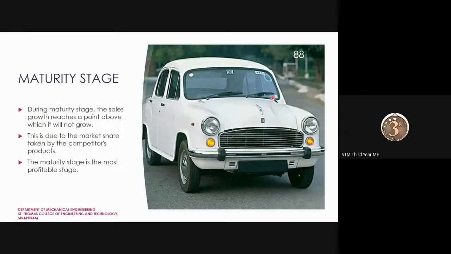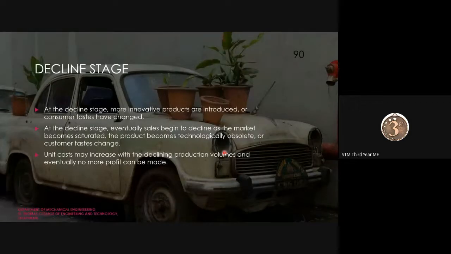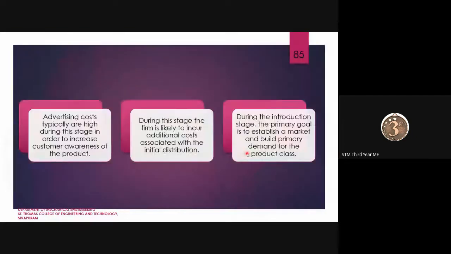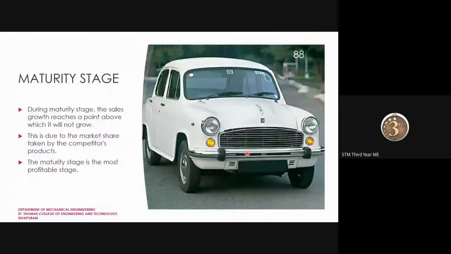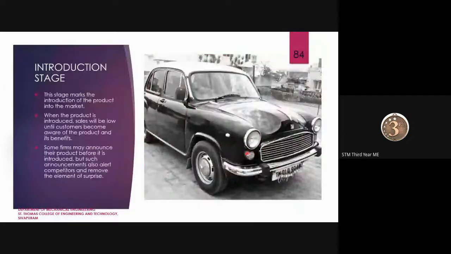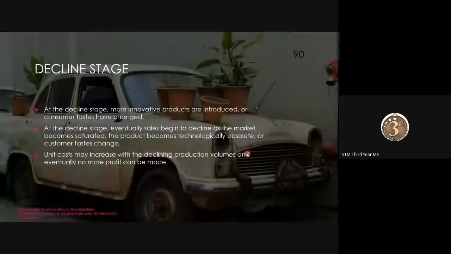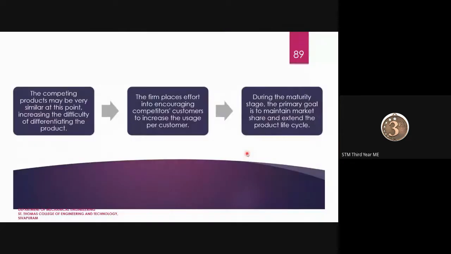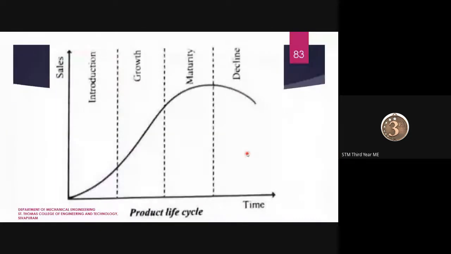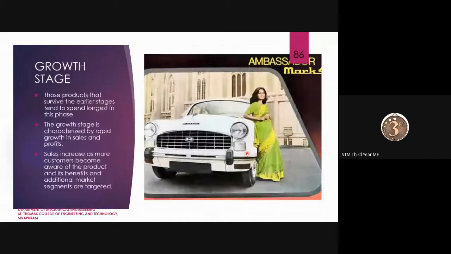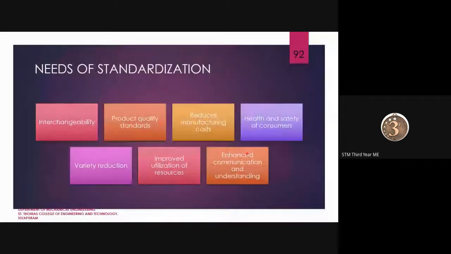So here is the example. Here is the Ambassador car. So once everyone is using it and it is saturated, you can see in today's modern world, it is gradually in the decline stage, and it is stopped in production. So these are some of the stages. The first one was introduction stage. The second one was growth stage. Third one was maturity stage. And final one was decline stage. So you have to write the four stages and also draw this graph when this question is asked. Okay.